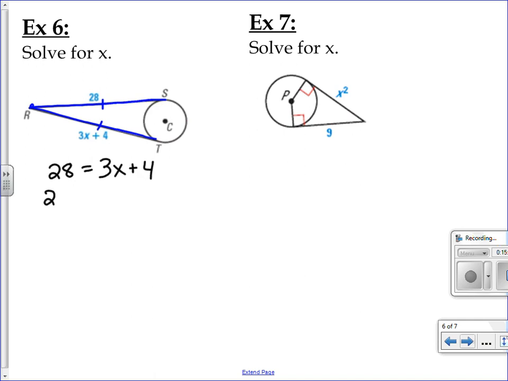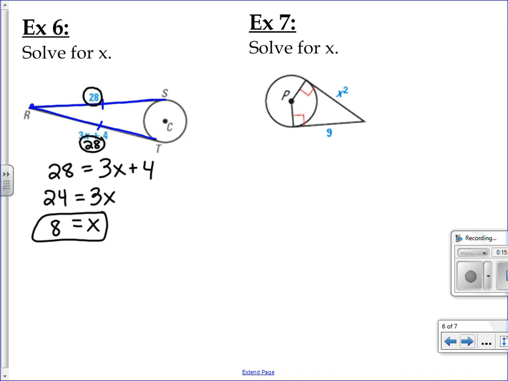Okay, subtract 4 over, divide by 3, x is 8. If you want to double check your work, plug it back in. We know this is 28. When we plug 8 in for x, this should also be 28, which it will be 28.